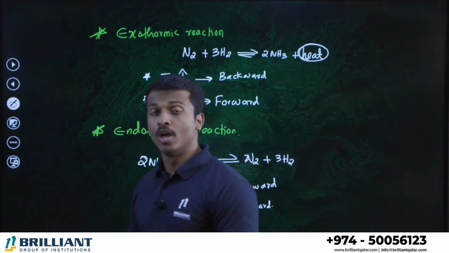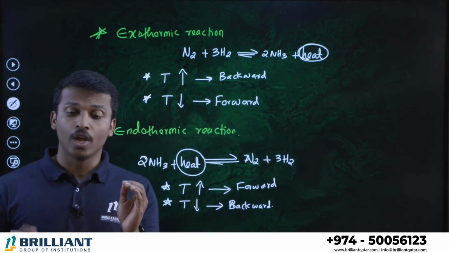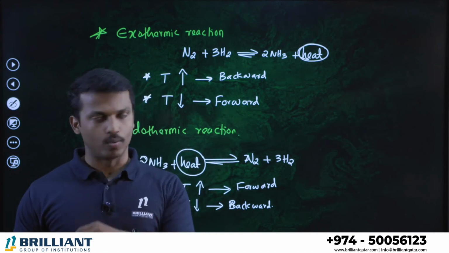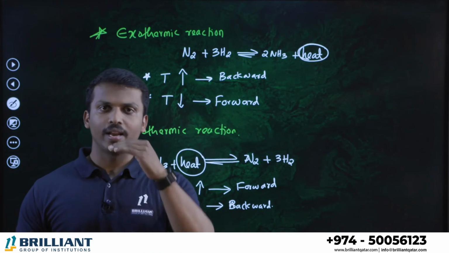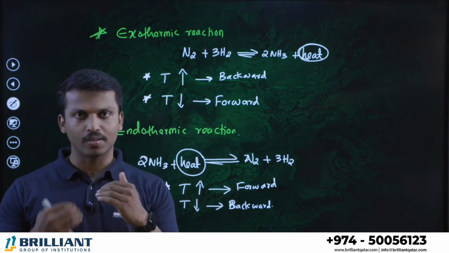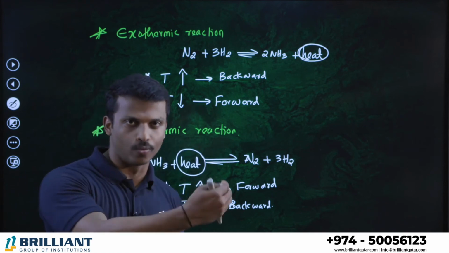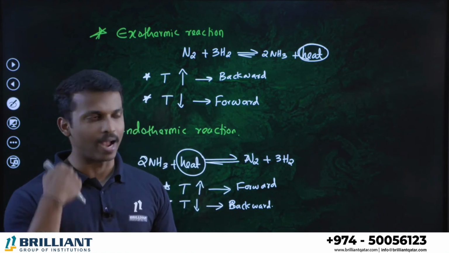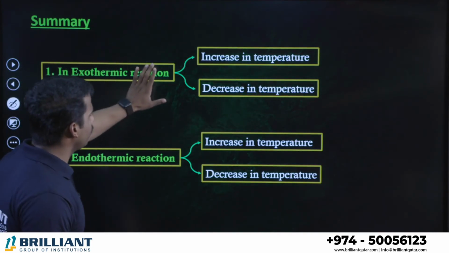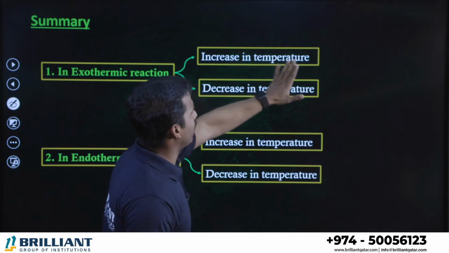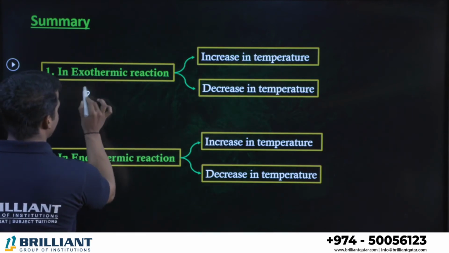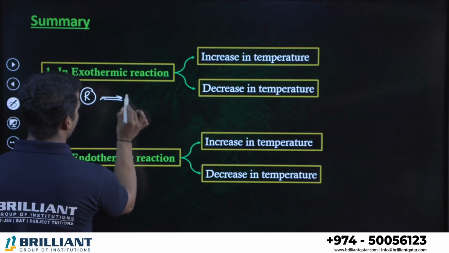Let me conclude. For an exothermic reaction, when you increase the temperature, the reaction shifts backward. Alright? When you decrease the temperature, forward. For an endothermic reaction, when you increase the temperature, what happens? Forward. When you decrease the temperature, backward. Let's go for the summary. In an exothermic reaction, increase in temperature. Okay, once again, exothermic means the reactant is there, giving you product.